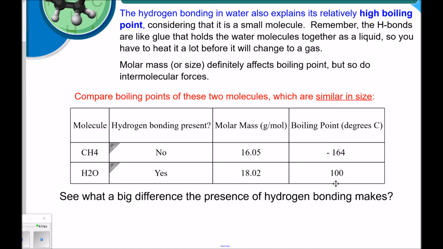So it says, see what a big difference the presence of a hydrogen bond makes? So again, we are emphasizing here that the hydrogen bonding in the water molecule is holding together these different water molecules into its liquid state. When it's heated enough, those hydrogen bonds are broken, and so it evaporates into a gas.